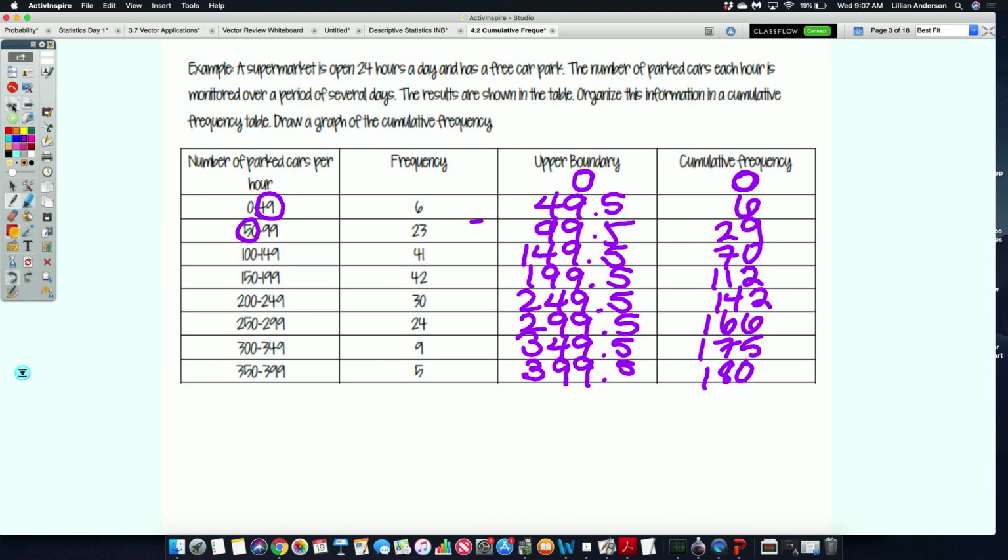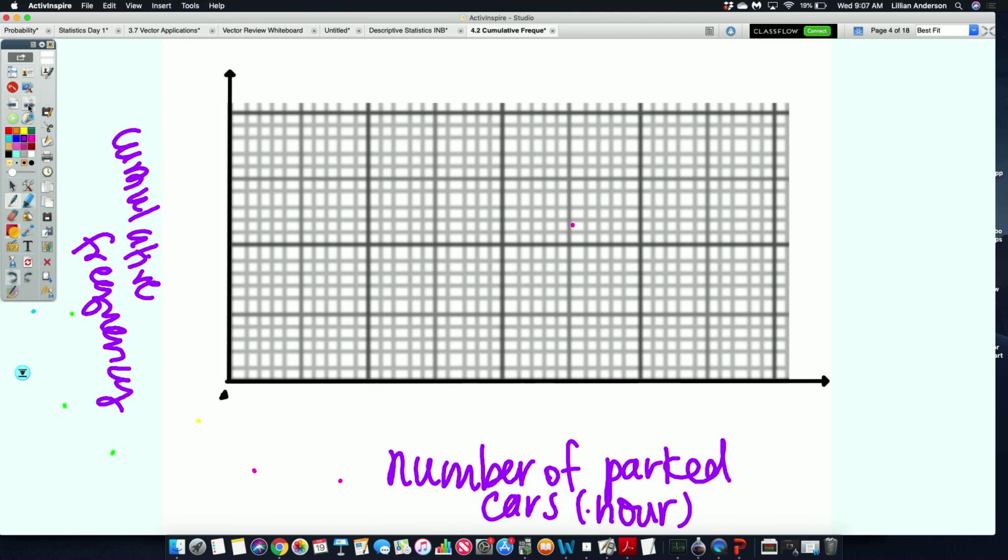If I look at my table, my number of parked cars goes all the way from 0 to about 400. And the way this is spaced out, I probably can do every centimeter is 50. Yeah? Which means that every line in this graph is how much? 10.